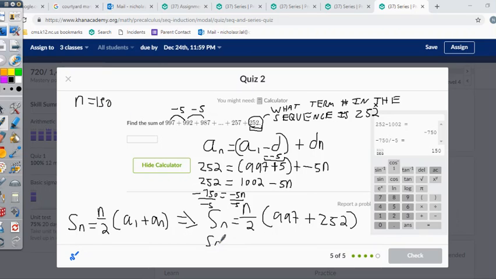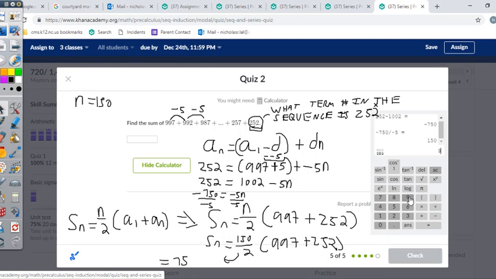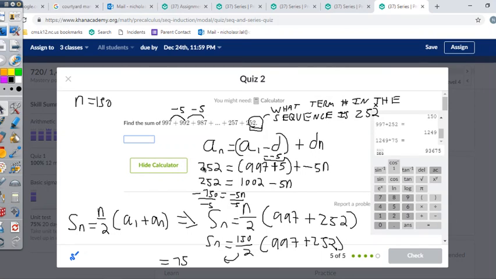So our series is equal to 150 divided by 2 times 997 plus 252. And by the way, 150 divided by 2 is equal to 75. So that's going to be 997 plus 252, times 75. So that's 93,675.